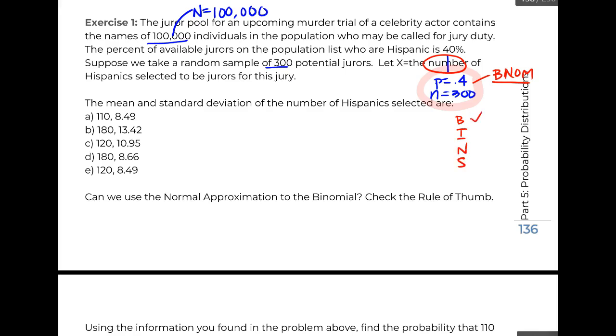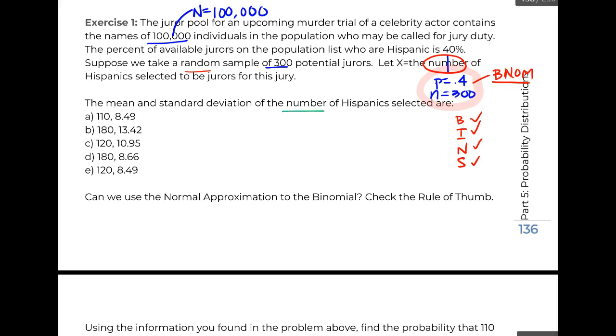Binary outcomes, Hispanic or not. Independent, we have a random sample. N is a fixed number, and our S, yeah, perfect. We got binomial going on here. So the next piece says, let's find our mean and standard deviation for the number of Hispanics.